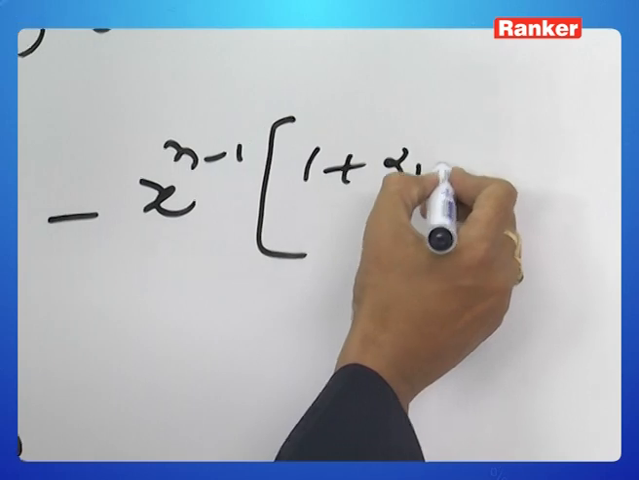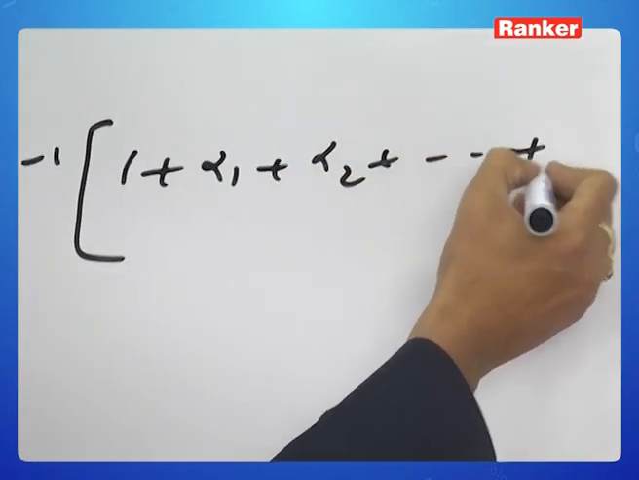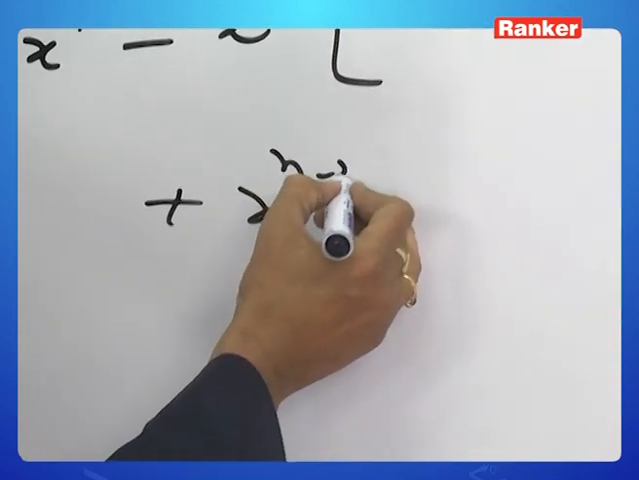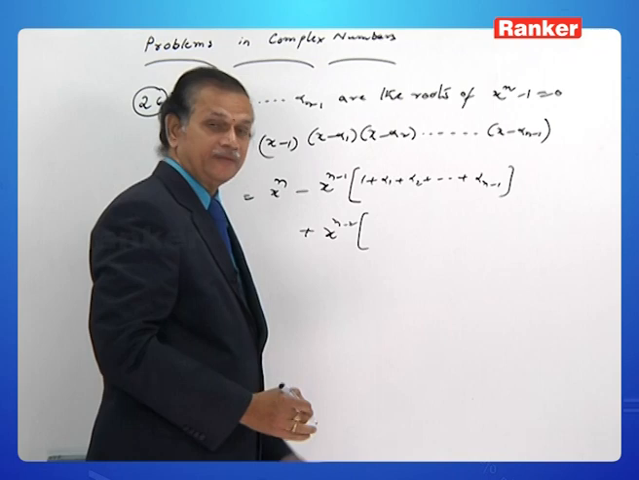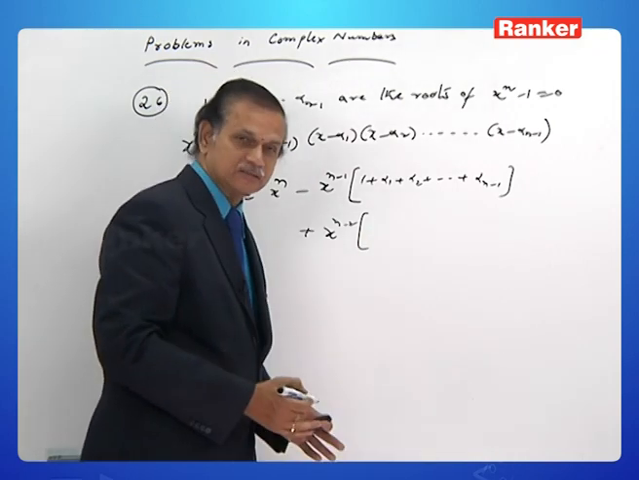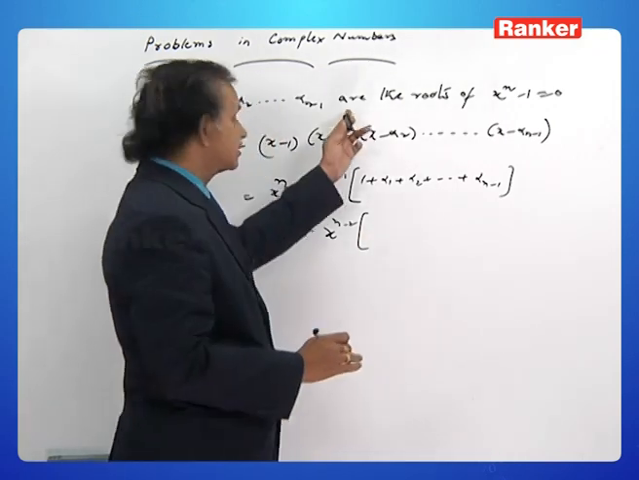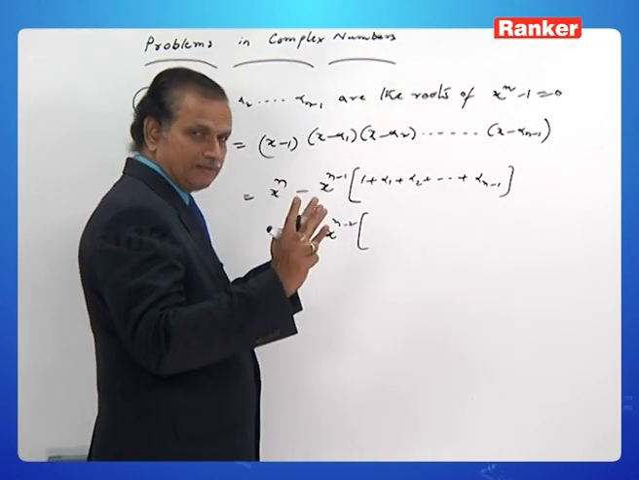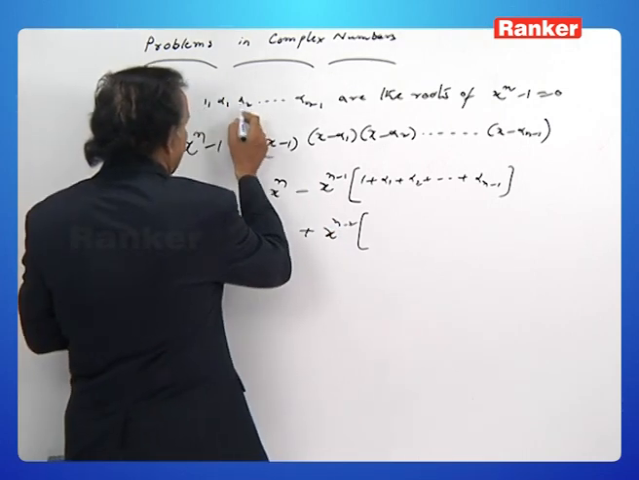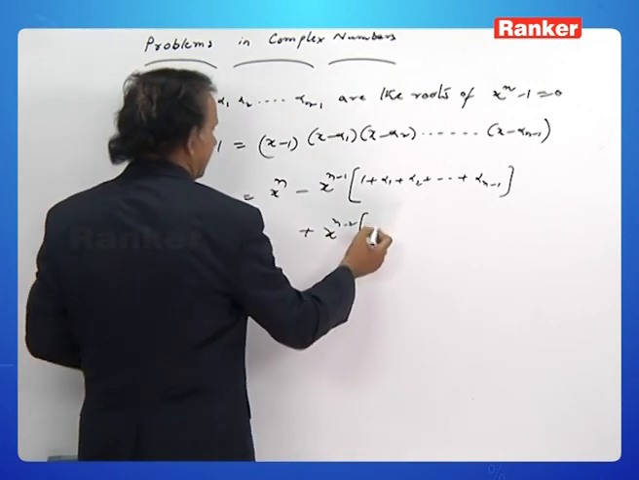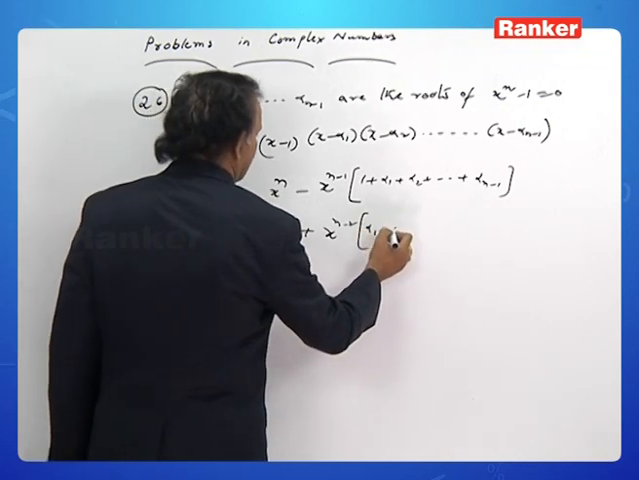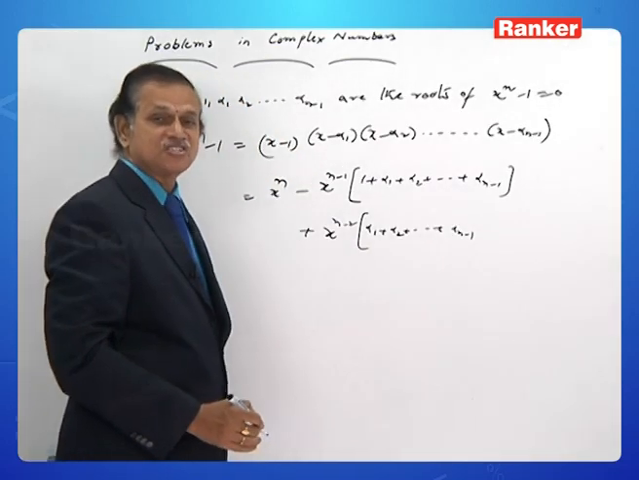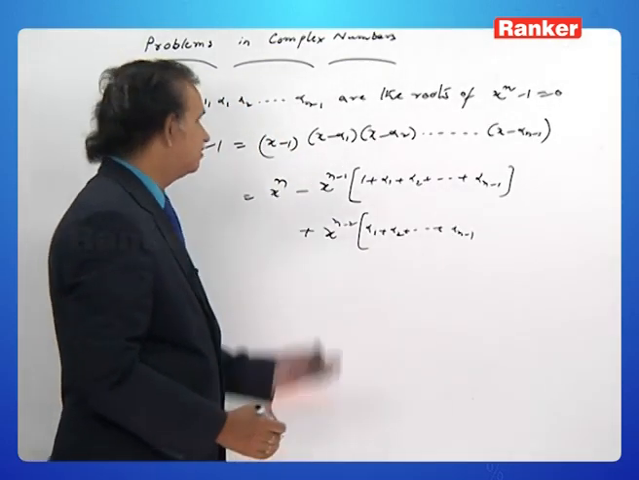1 plus alpha 1 plus alpha 2 plus etc. alpha n minus 1 plus x^(n-2) into. Now, what is to be written here in these brackets? The sum of the products taken 2 at a time. You are supposed to take 2 to have the product. 1 into alpha 1 plus 1 into alpha 2 plus 1 into alpha 3 plus etc. 1 into alpha n minus 1, that is alpha 1 plus alpha 2 plus alpha 3 plus etc. alpha n minus 1. Now start to write the products with alphas.